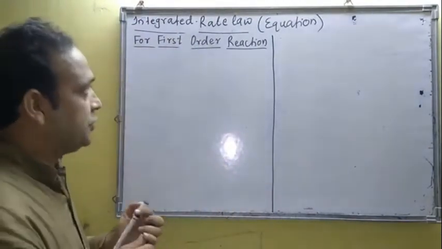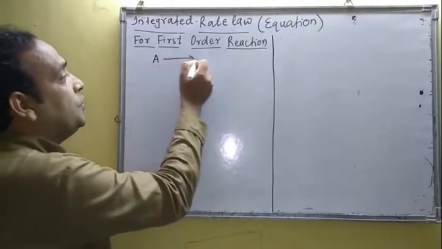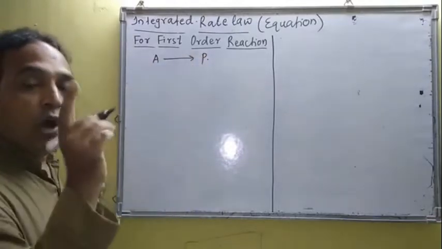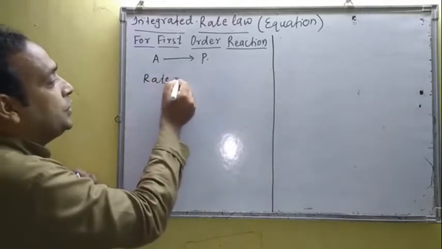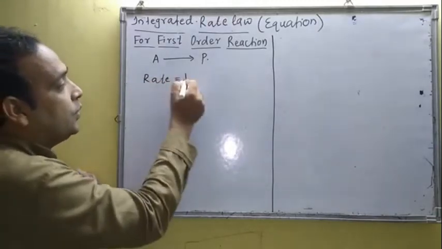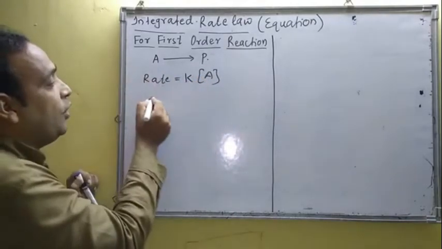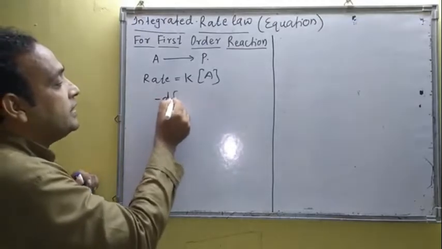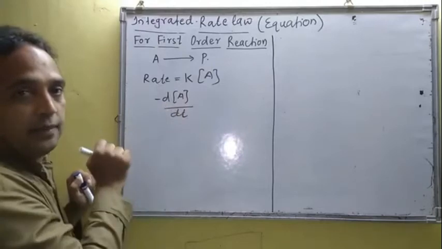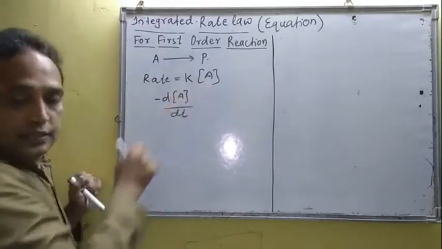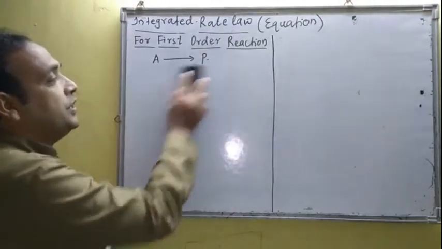For a first order reaction, suppose a reaction A converts into product P. Now how to write the rate of this reaction? We can write rate is directly proportional to, so rate is equal to k into concentration of A. Its differential form we can write as minus dA by dt, my instantaneous rate. Now these two are the concentration terms.